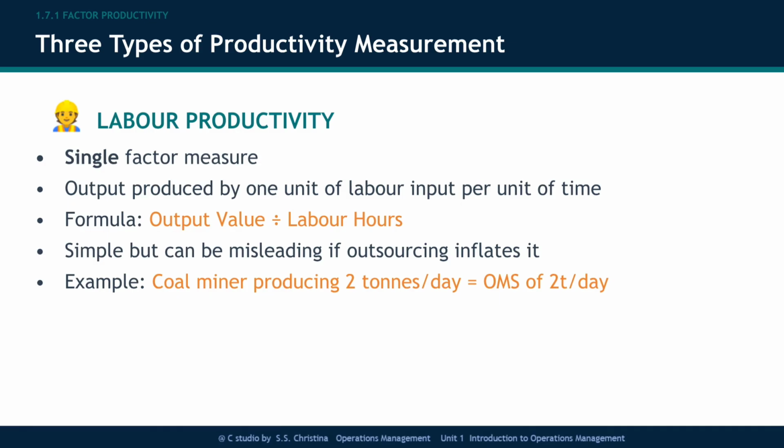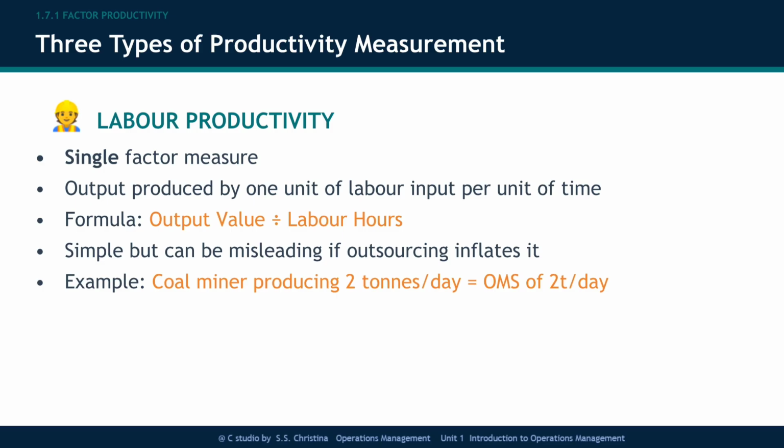In India, coal mining productivity might be measured in tons per person per shift, OMS, or output per man shift. If one miner produces 2 tons of coal per day, OMS equals 2. But labor productivity has a serious flaw.